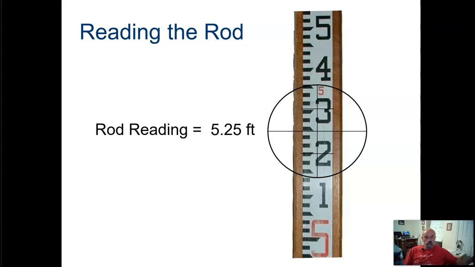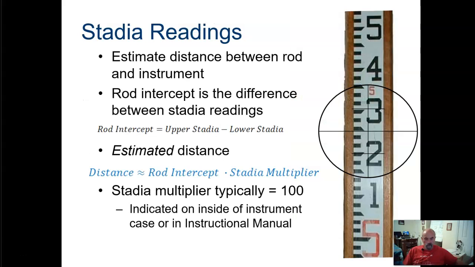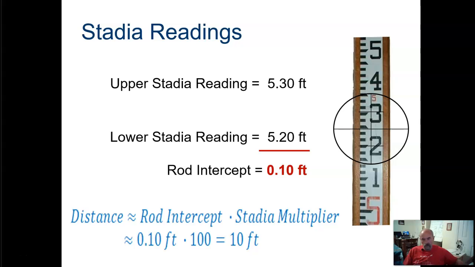You'll notice that the stadia hairs can also be read. What's the upper stadia reading? 5.3 feet. Lower stadia reading, 5.2 feet. The estimated distance is the distance to the rod intercept times the stadia multiplier, which typically equals 100, indicated on the side of the instrument case or in the instructional manual. So this would be 10 feet. Using the stadia readings, you can estimate the distance between the instrument and the rod.